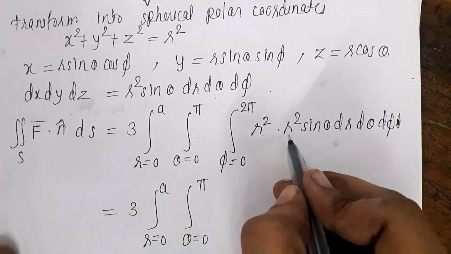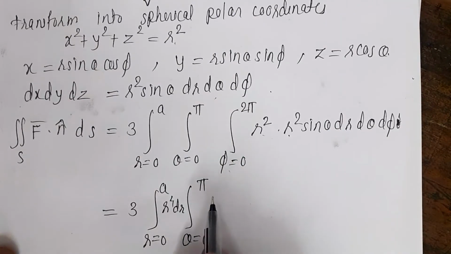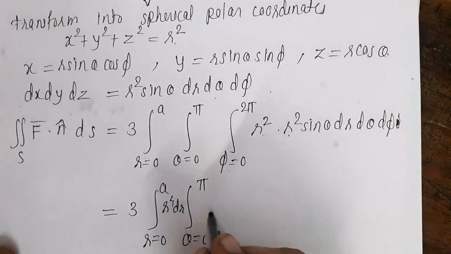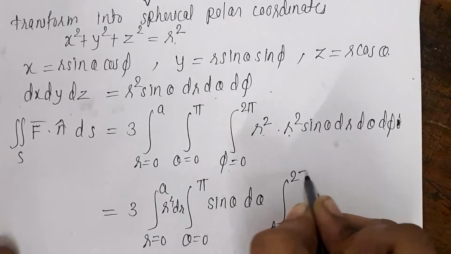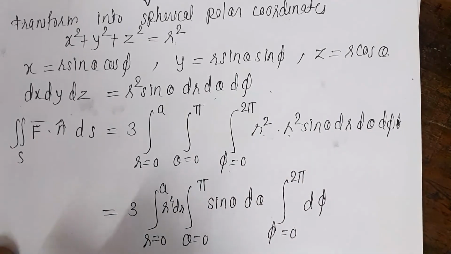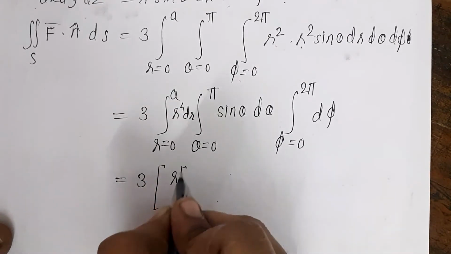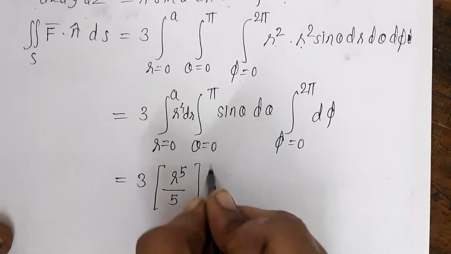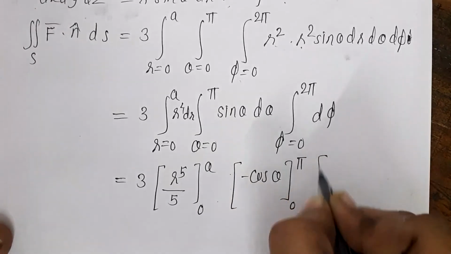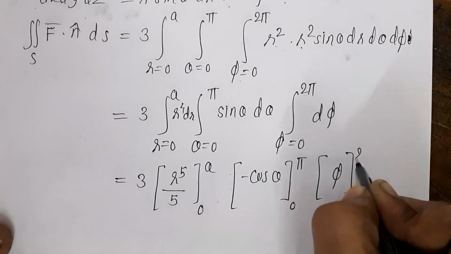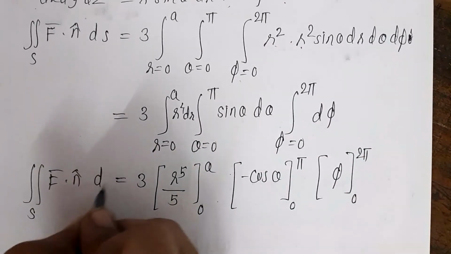This is r² into r², r to the power 4 into dr. This is the first integral. Then theta is equal to 0 to pi, theta terms are sin theta into d theta. And then phi is equal to 0 to 2 pi, d phi. So evaluate it simultaneously. It is equal to 3 times, r to the power 4 integration is r to the power 5 by 5 over the limit 0 to a. Sin theta integration is minus cos theta over 0 to pi, and d phi integration is phi over 0 to 2 pi. This is the double integral over S of f dot n cap into dS.